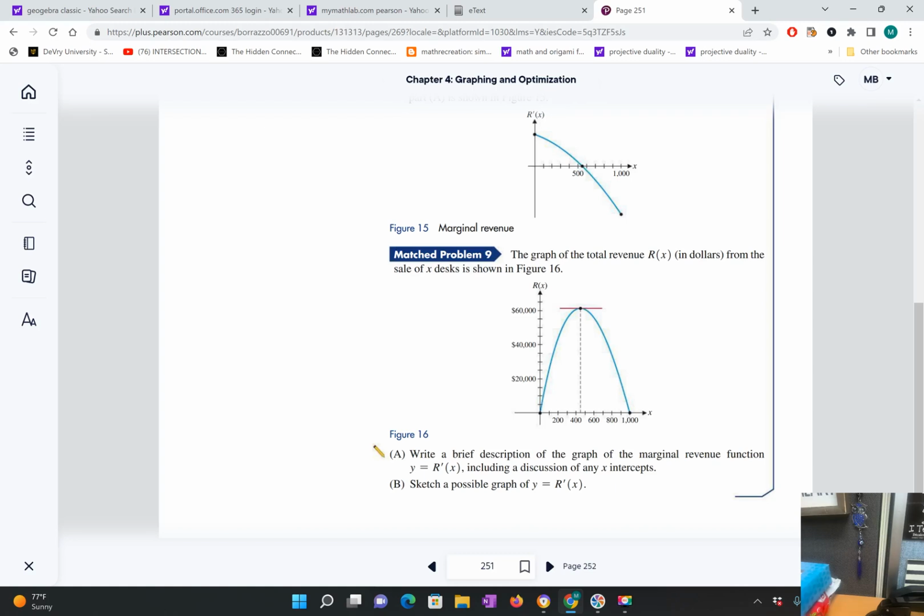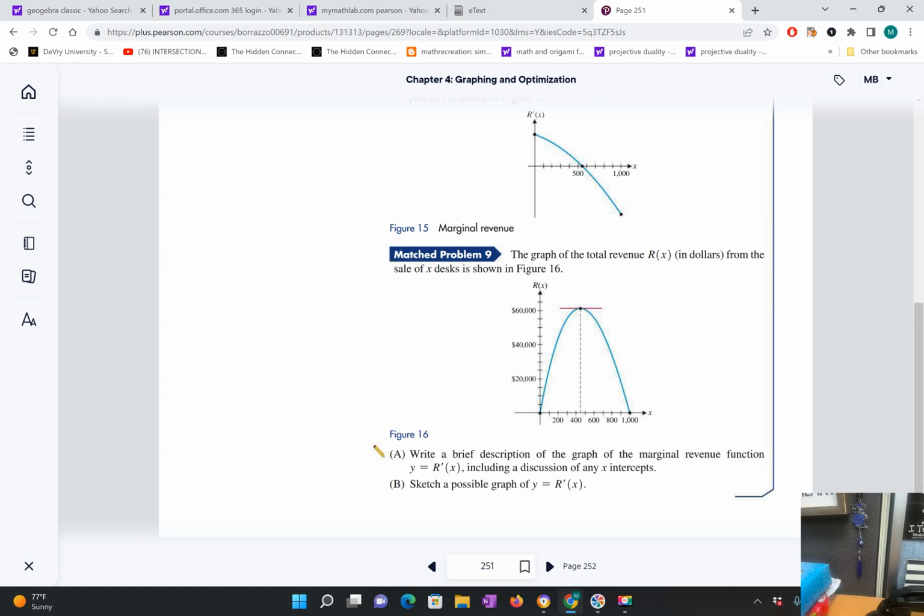In the next example, we're looking at the total revenue R of X from the sales of X desks. They're giving you a maximum at, let's say, X at 450, where the revenue looks like close to 60,000. They're asking you to write a brief description of the graph and then sketch the graph.